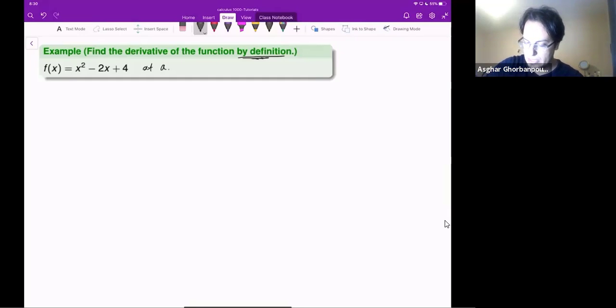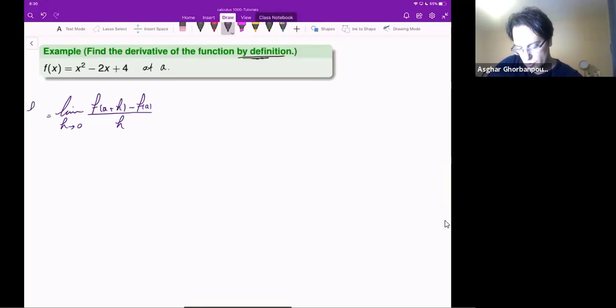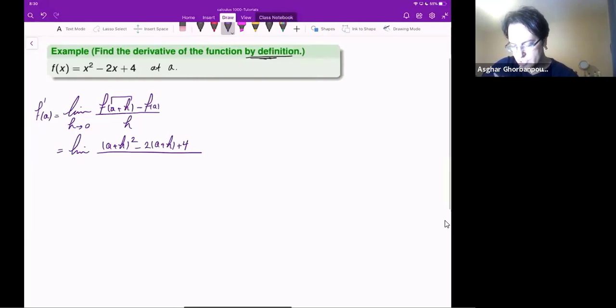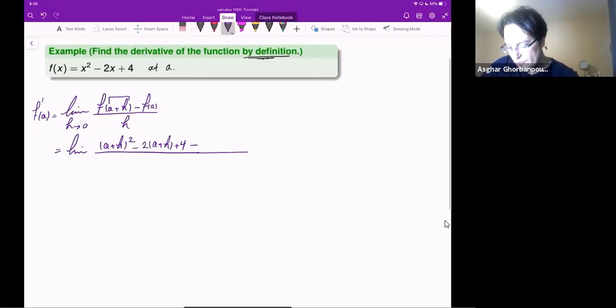Okay, so for me, I will start with the version f of a plus h minus f of a over h as h goes to 0. If this exists, I'm going to denote this by f prime at a. What is this? So I evaluate f at a plus h. So it will be a plus h squared minus 2 times a plus h plus 4. That's just the first part, minus f of a. So a squared minus 2a plus 4, over h as h goes to 0.